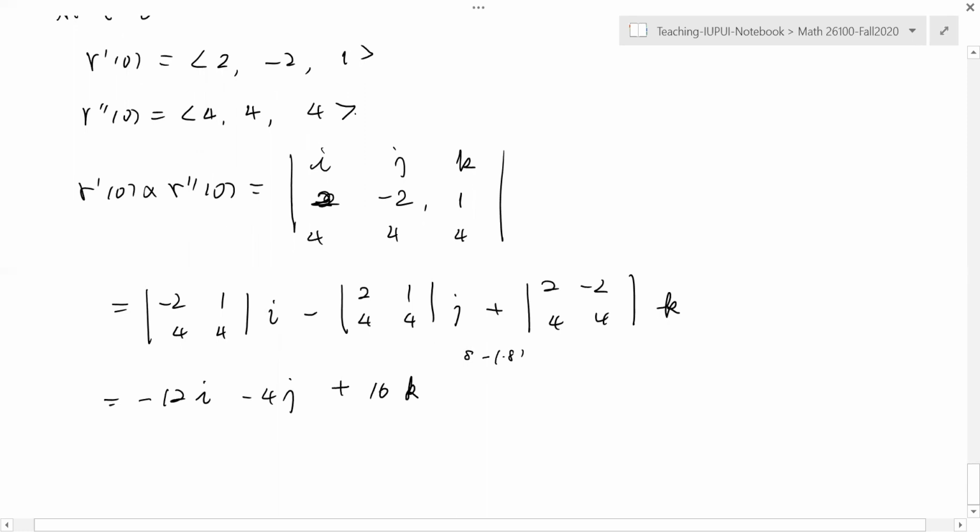So this is a vector. Now you can check that this vector is perpendicular to each of them. So this is just the cross product. There's a reason why we had to do the cross product, and that's the next topic, in section 13.3.